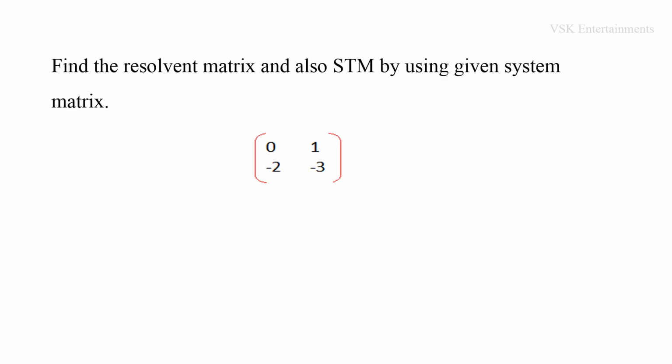Now we are going to discuss a small problem related to STM. That is, find the resolvent matrix and also the STM by using the given system matrix. In this we have only the system matrix, that is A. By using this system matrix we are going to find the resolvent matrix as well as the STM. I think we already know the formulas for the resolvent matrix as well as the STM. Just by using these, find the resolvent matrix as well as the STM.